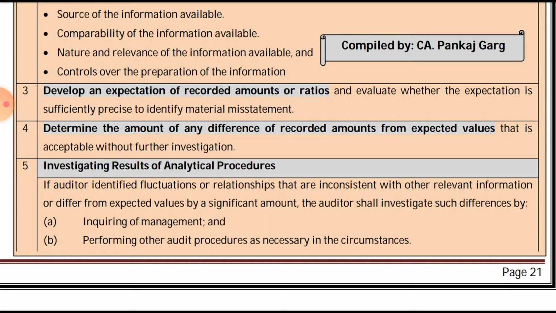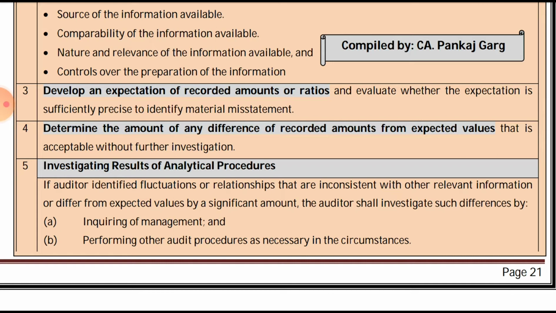So it is written that the auditor should determine the amount of difference of the recorded amount from the expected value that is acceptable without further investigation. Then, investigating the result of the analytical procedure. The difference, basically the result of the analytical procedure, is what we have to investigate.